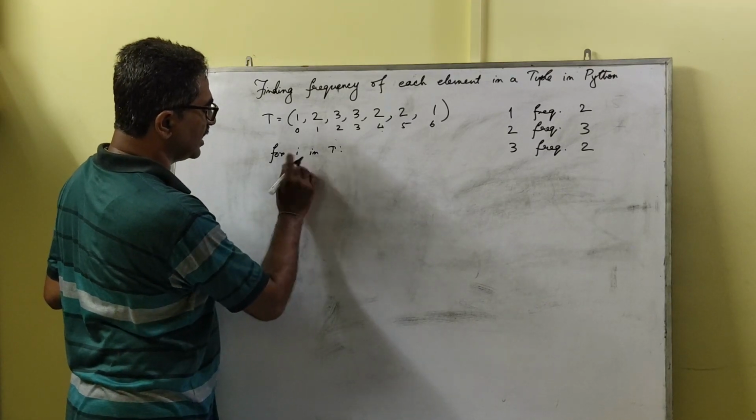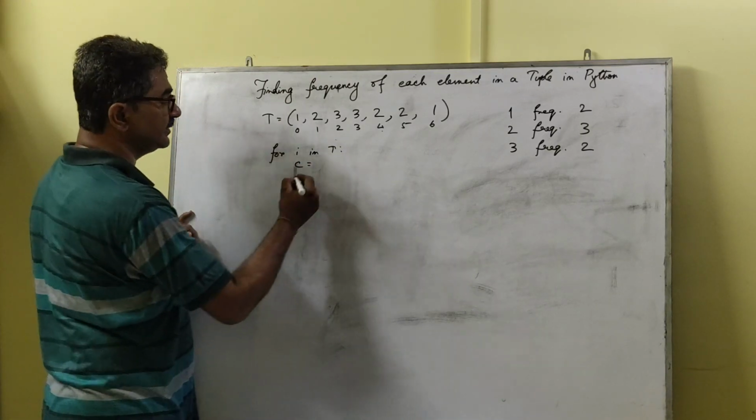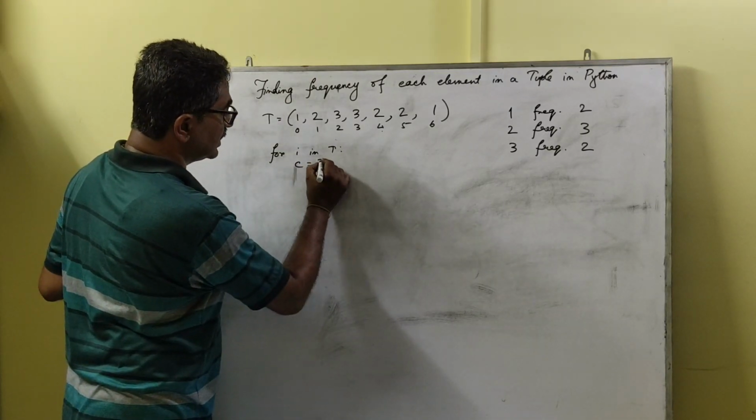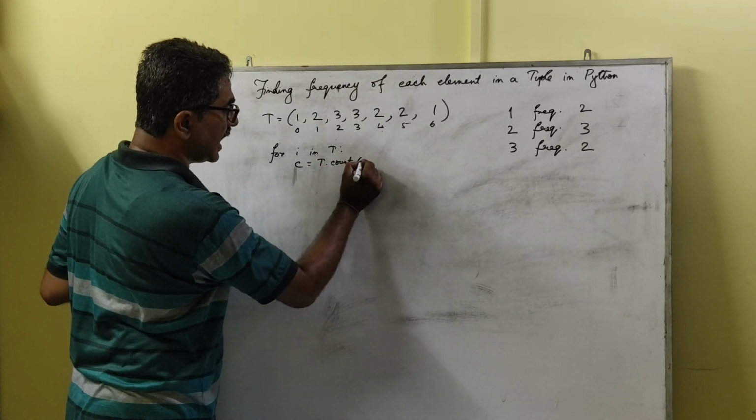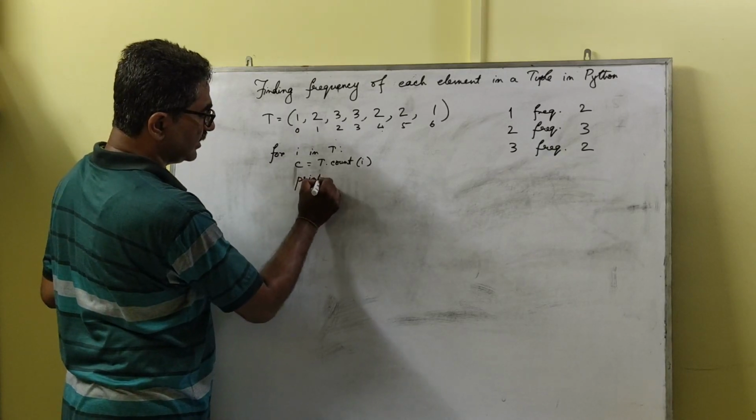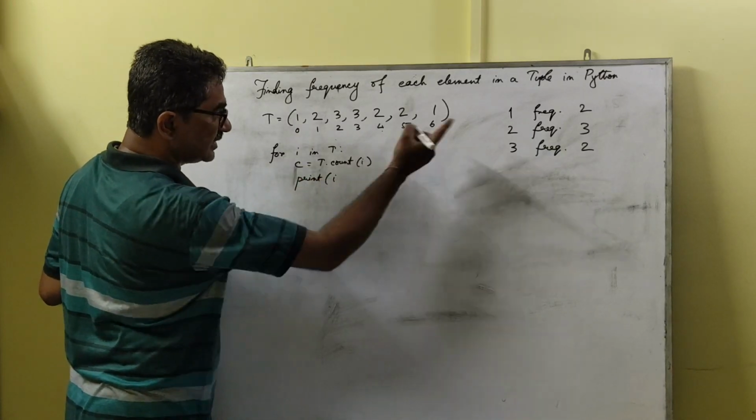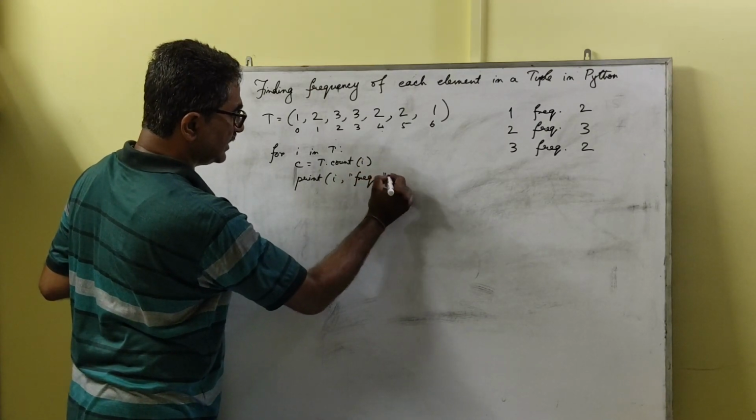Say I'm going to use a variable, say C, where I'm going to find the frequency. So C = t.count(i), and here I'm going to print the frequency. Print i, exactly the same way, frequency is C.